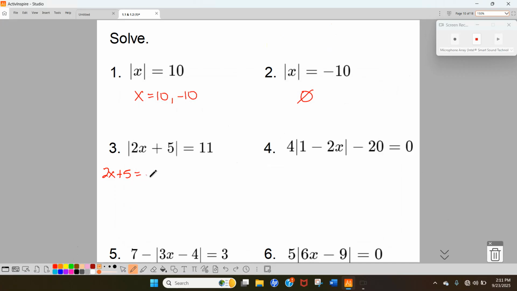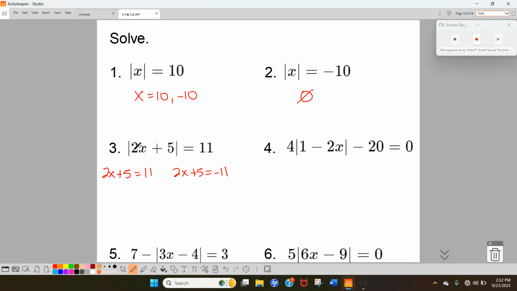All right, so we're going to make it 11, and then we can say 2x plus 5 is equal to 11 or 2x plus 5 is equal to negative 11. Those are the options. What's inside the absolute value could have been negative, and then when I did absolute value, I got positive 11. That's why I have to write that one.